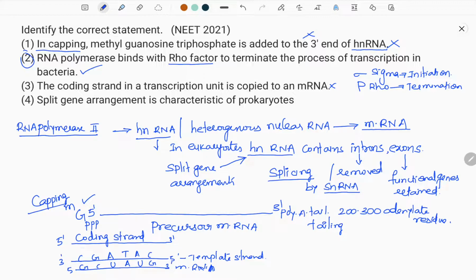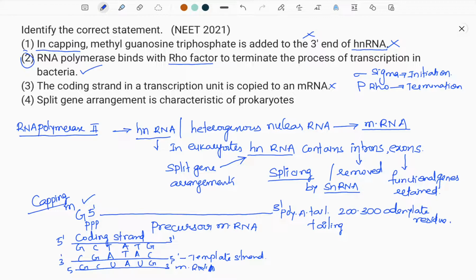And the coding strand, if you see here, this is guanine, cytosine, thymine, adenine, and again thymine, guanine. So if you see, the coding strand and this mRNA both will be the same. This is called the coding strand, which is not giving rise to mRNA. Except in the case of thymine, everywhere the coding strand and the mRNA both will be the same. mRNA is complementary to the template strand and mRNA is identical to the coding strand.